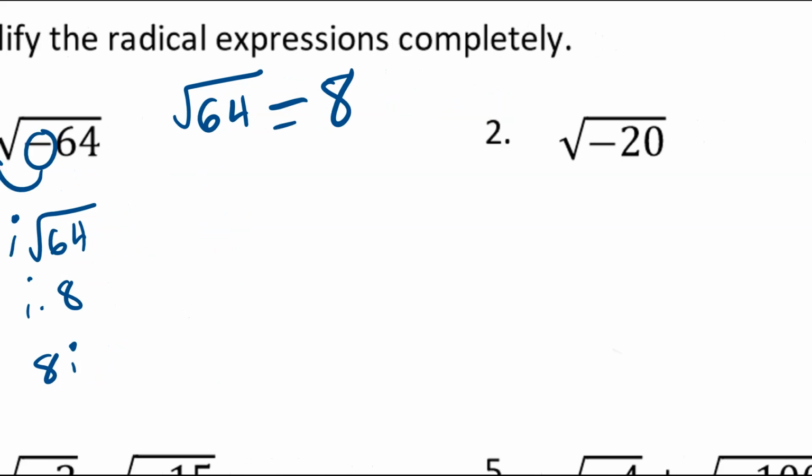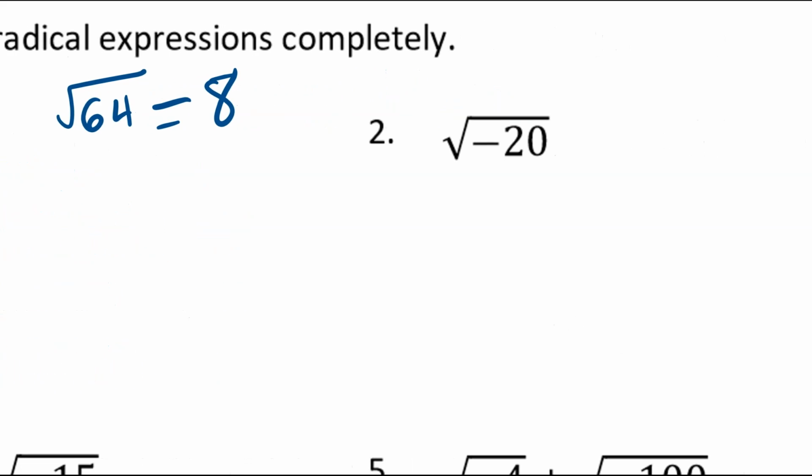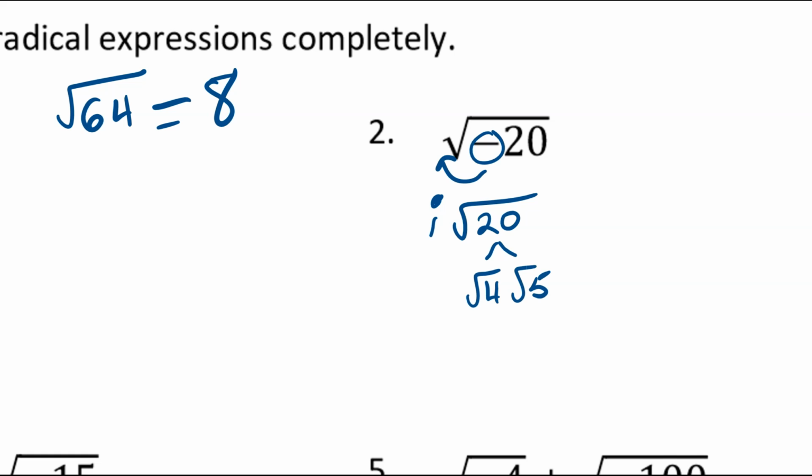If you see something like radical negative 20, you can do the same thing. So bring the negative out as just an i, and think about what 20 would simplify to. And again, remember you're looking for perfect squares that divide into 20. In this case, it's just 4 and 5, and radical 4 turns into 2. I have an i, radical 5.